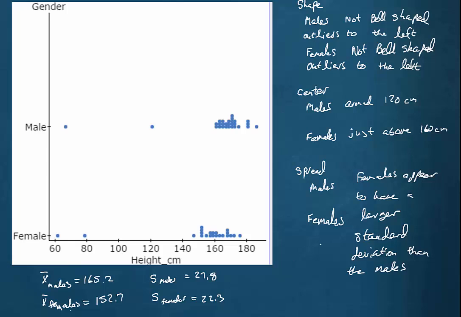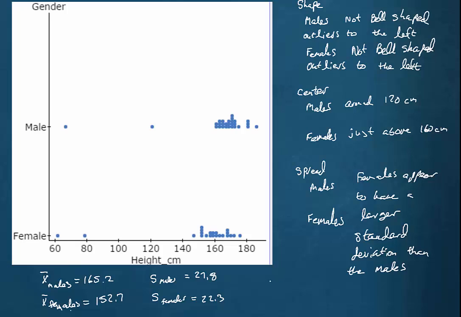Now we made a comment earlier about the means for the males and the females, and we said that the males had a center around 170 centimeters. It turns out that that's actually a bit lower than that, 165.2, and we can see that the two dots that appear to be outliers are pulling that mean down. Then the females, we said, had a center just above 160, but it's actually lower than that. Again, we have these low values that appear to be pulling the center down.